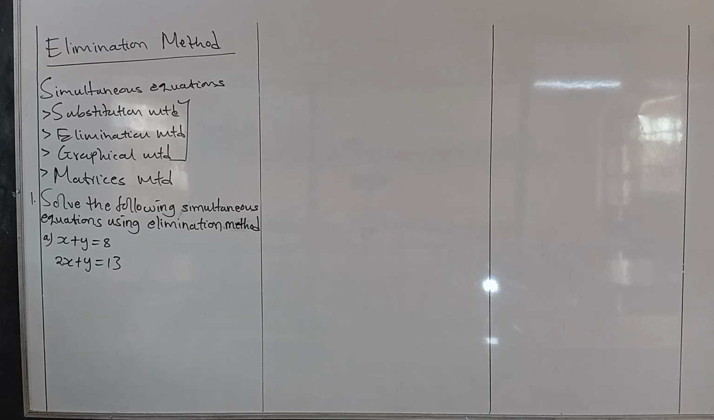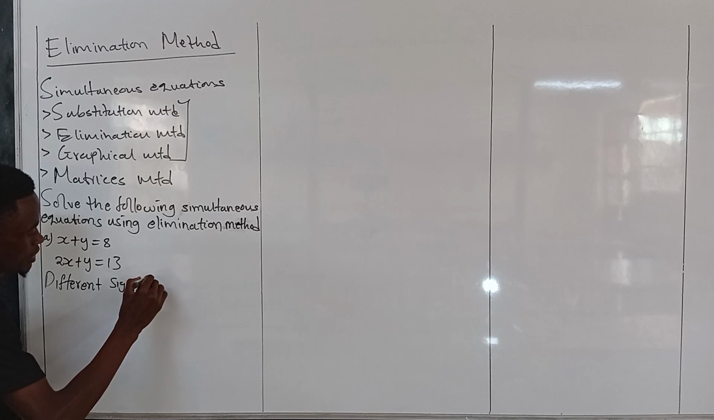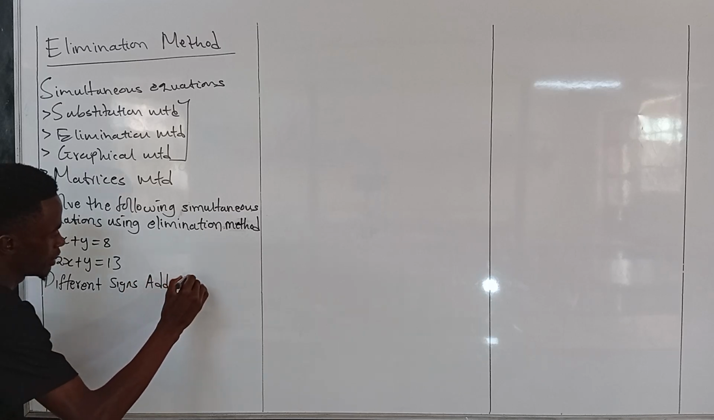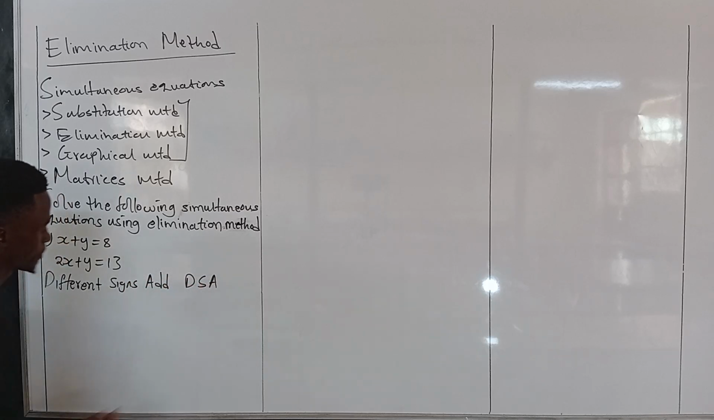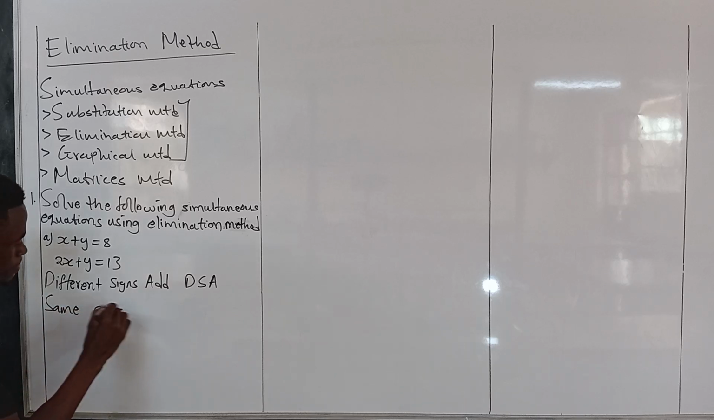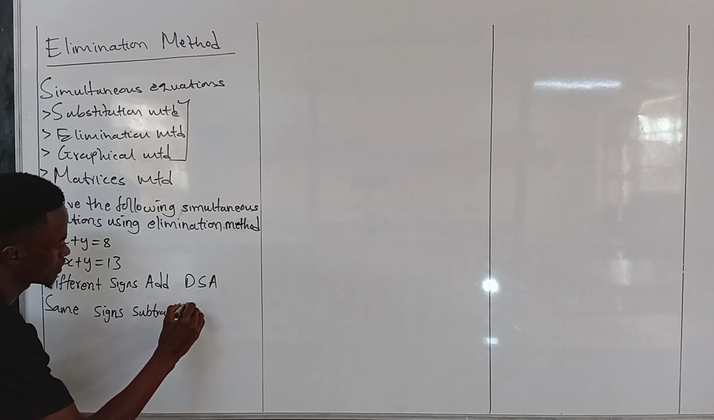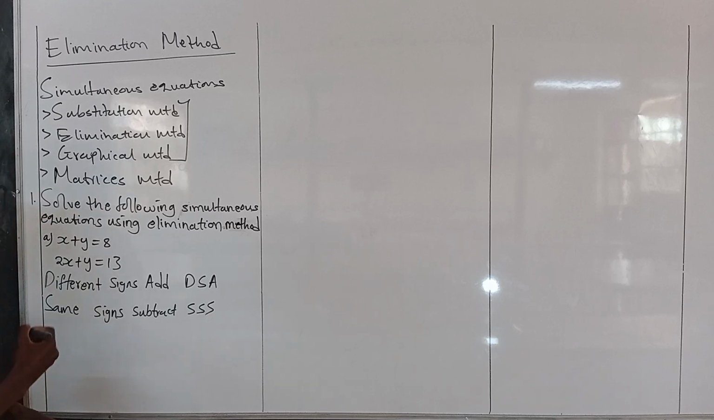After choosing, you now check on the signs, and we have these key things that are guiding us. If they have different signs, you just add, and that is DSA. Then we have the same signs, subtract. If they have the same signs, you subtract. What are we talking about when we talk about the signs?